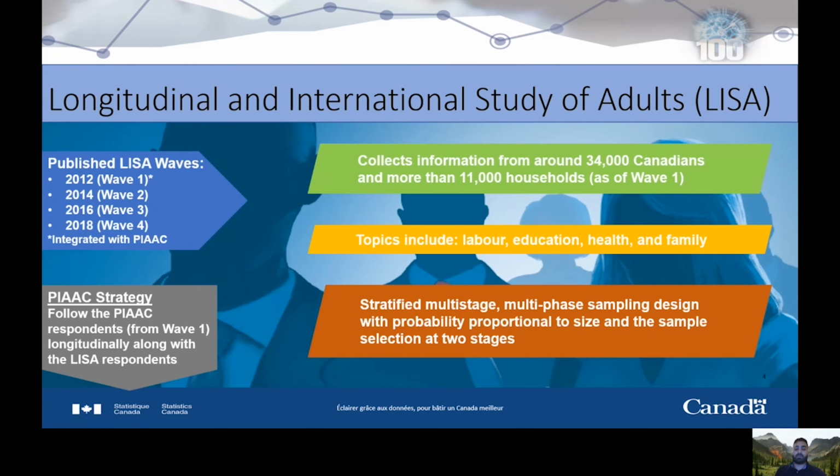The initial sample as of wave 1 was approximately 34,000 individuals and more than 11,000 households. Some of the content includes labor, education, health, families. We also add themed content as well. Collection for LISA is every 2 years. Currently, 4 waves are published, wave 1 to wave 4, where wave 1 was integrated with PIAAC. The PIAAC design strategy was to collect PIAAC data on those respondents in wave 1 and follow them longitudinally along with the other respondents throughout each wave.